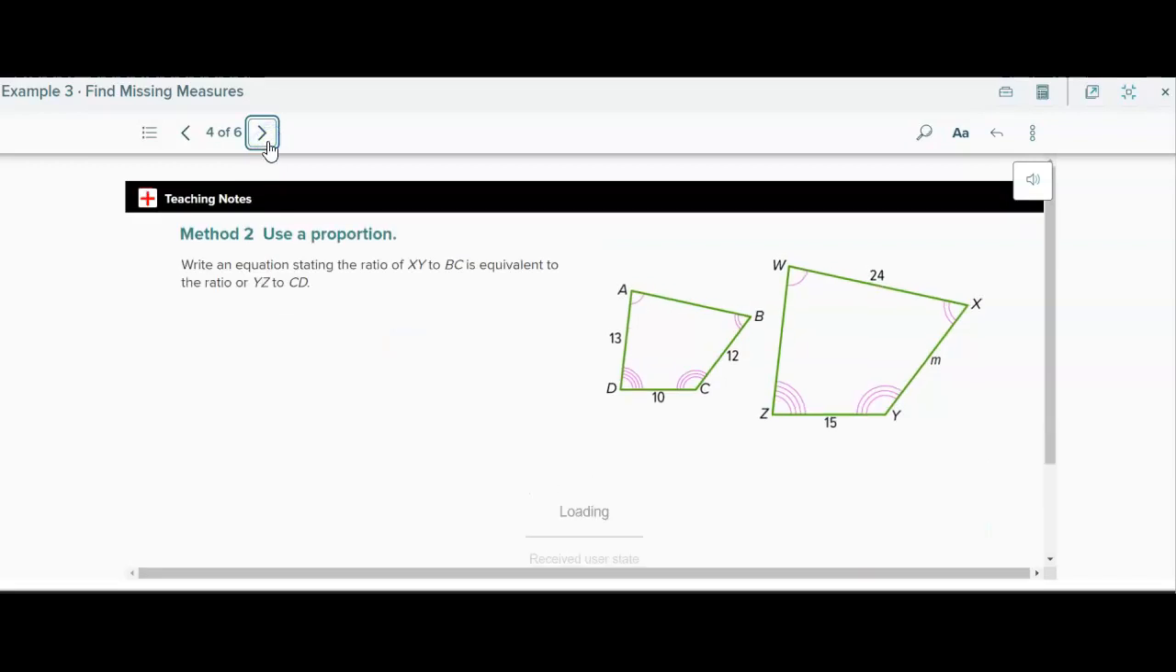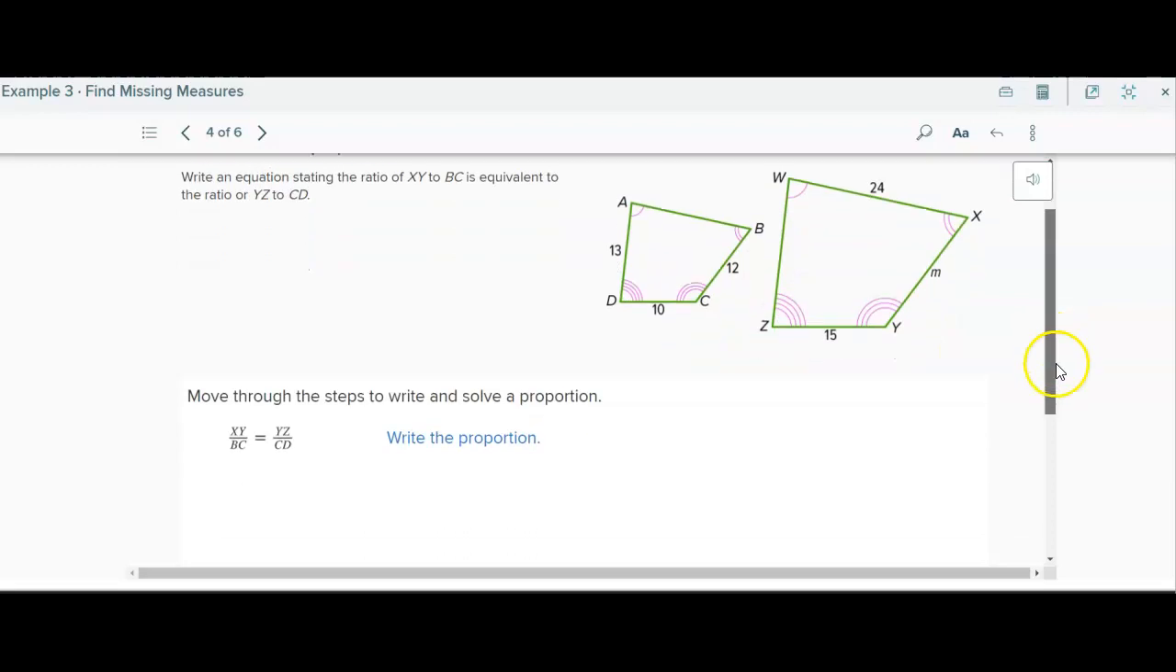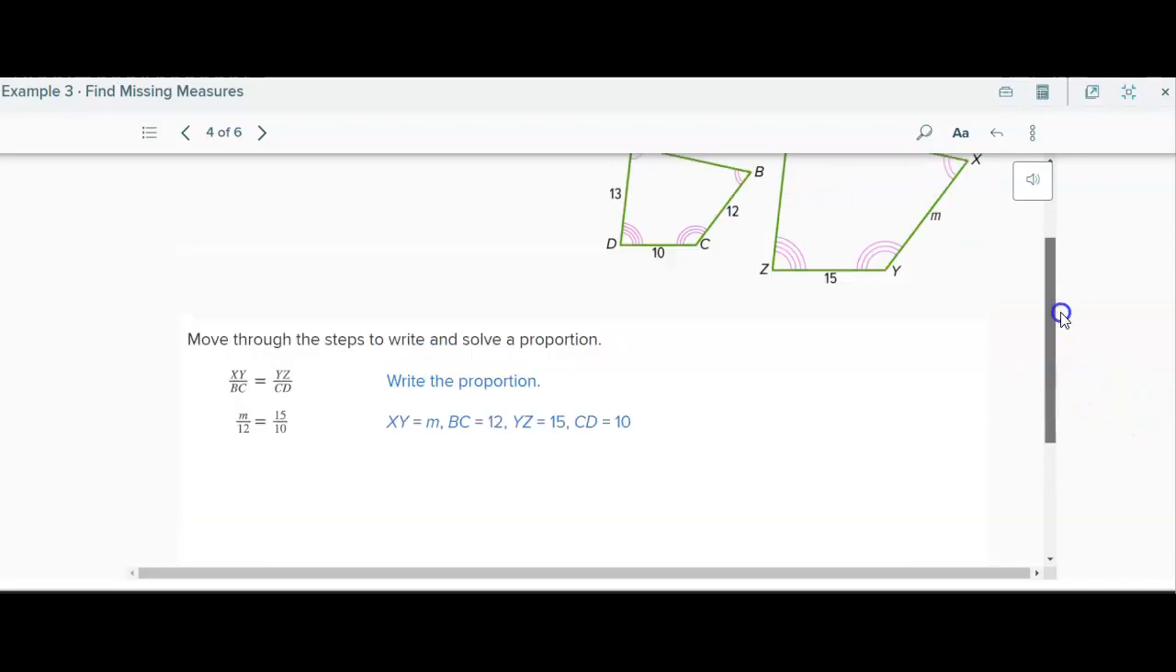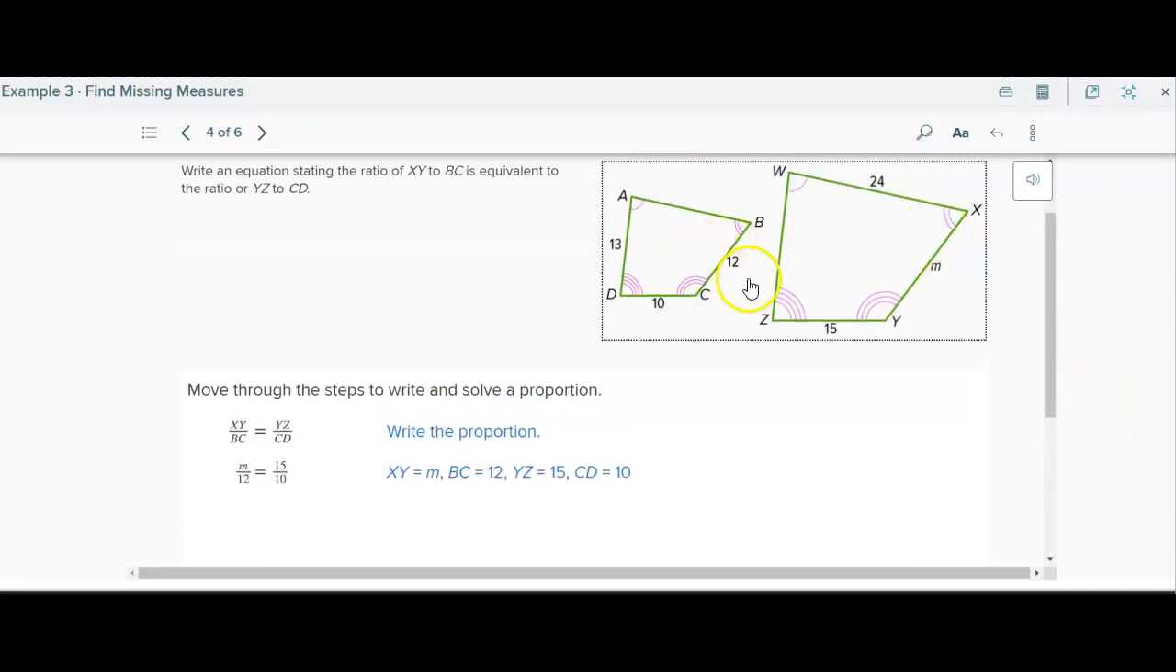Another way you can do this is to use a proportion. I like this method better, but you can use whichever one you want. I think it's a little simpler to do this. We could say that the missing side over the corresponding side of the other quadrilateral is equal to 15 over 10. Both of these numbers on the top come from this quadrilateral, and both of these bottom numbers come from this one. So the corresponding side of this quadrilateral to 12 equals the corresponding side of this to this.